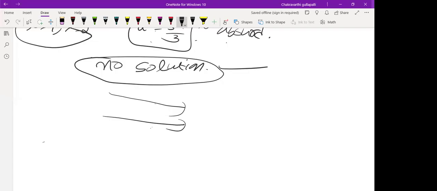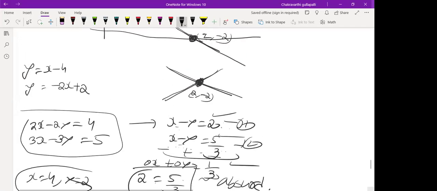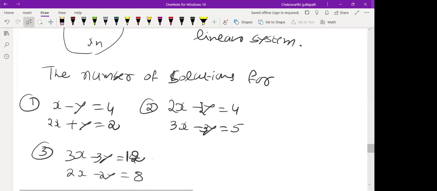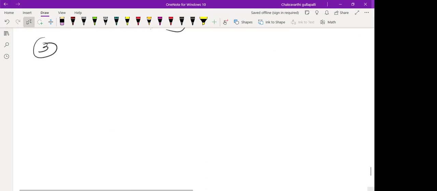The third case, third problem: you are given 2x minus 2y is 4 and 3x minus 3y is 12. Also 2x minus 2y is 8. If you simplify this, it means x minus y is 4. Here also x minus y is 4. Both are giving rise to only one equation. Only in appearance there is a difference, but otherwise they are one and the same.